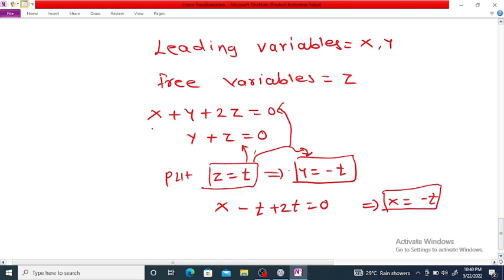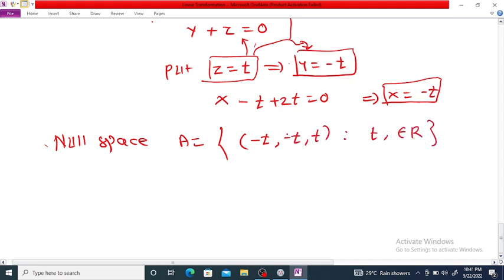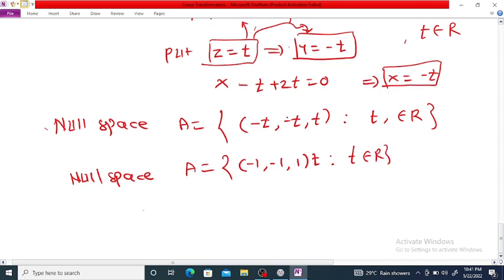So here, what is the null space of A? The null space of A is equal to (x, y, z), that is (-t, t, t), where t belongs to R. t is a real number. So the null space of A is equal to t times (-1, 1, 1), t belongs to R, so it is spanned by (-1, 1, 1).